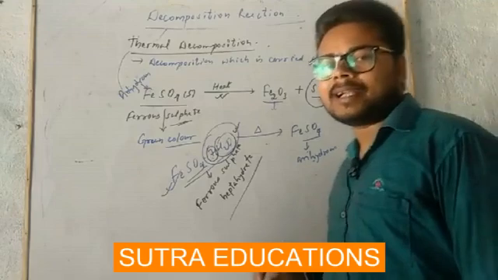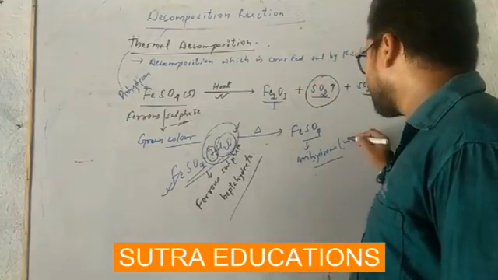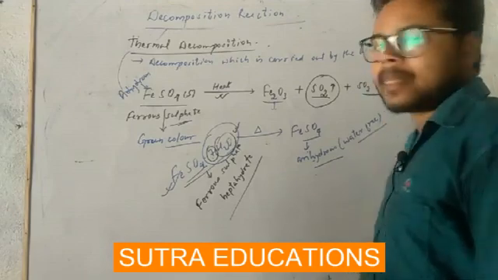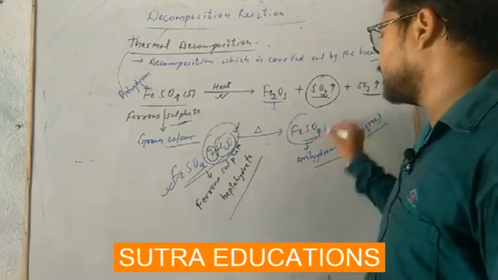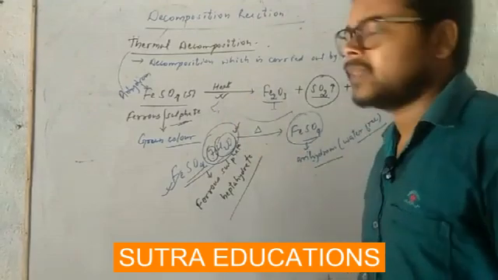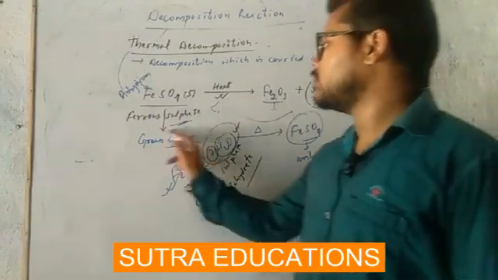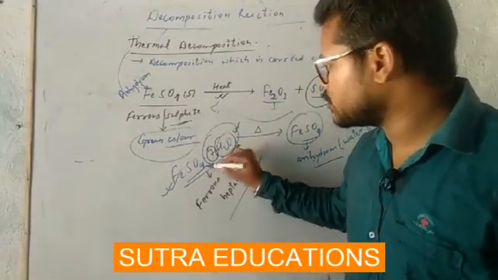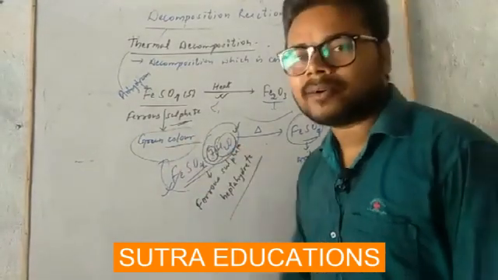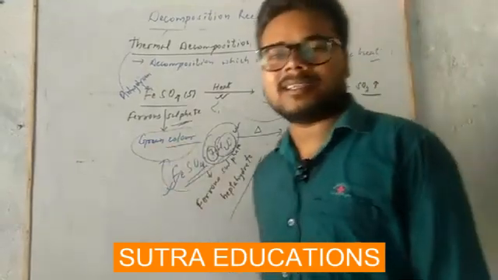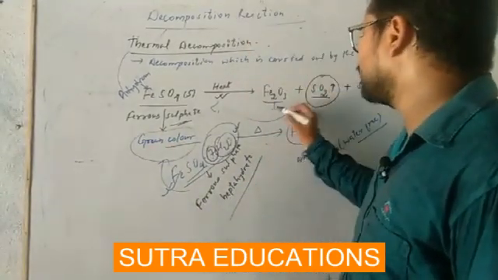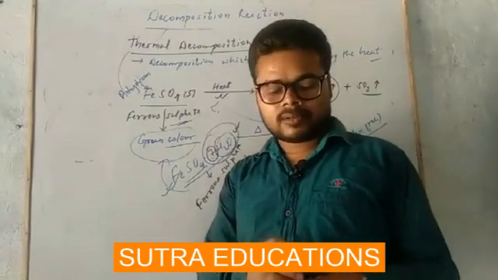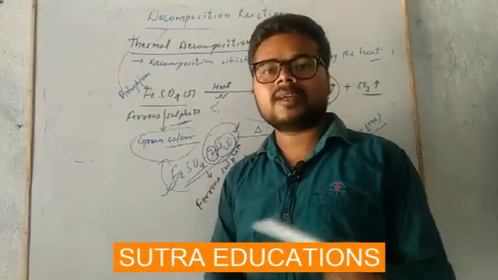So what do you mean by anhydrous? Anhydrous means water free. Okay, so this FeSO4 is used here, and this FeSO4 is green in color. Okay, actually FeSO4 7H2O is green in color. But we are writing here it is green in color. Okay, and this Fe2O3 is, I told you, brown in color. So this is also an example of thermal decomposition.